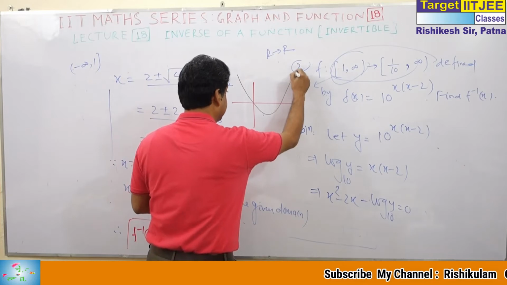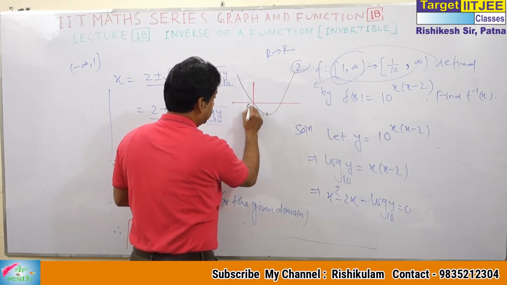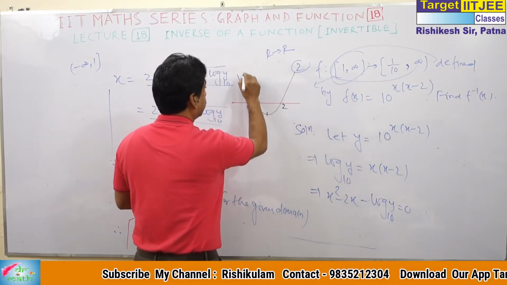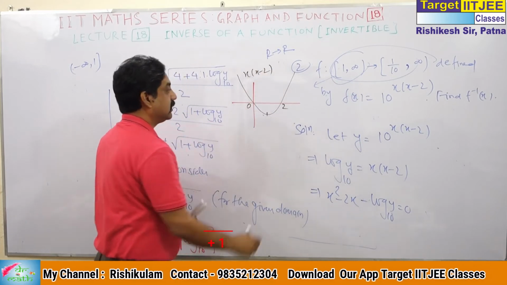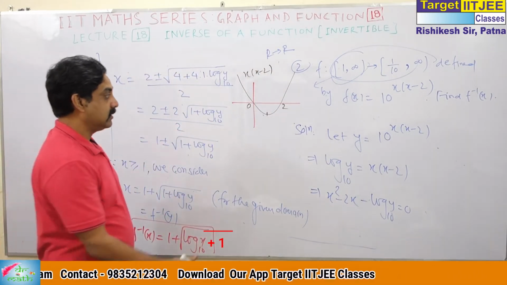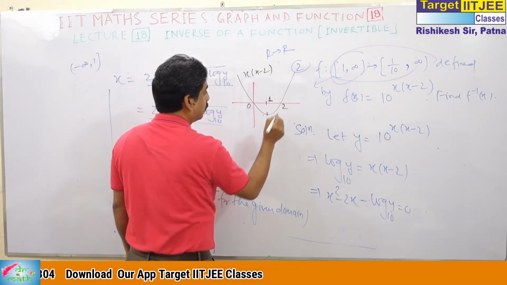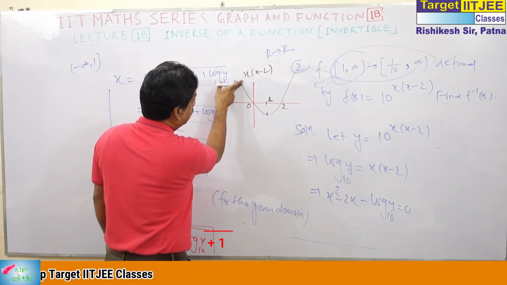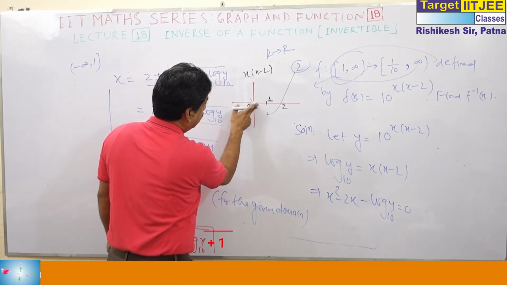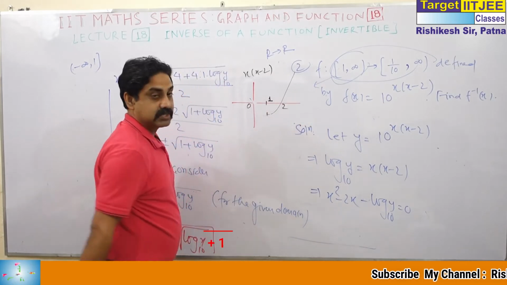Actually, this is from 0 to 2. This is the graph of what? x into x minus 2. You can see this is a many-one function. I start from here. Start from where? 1. From here to 1 to infinity, this is a one-one function.